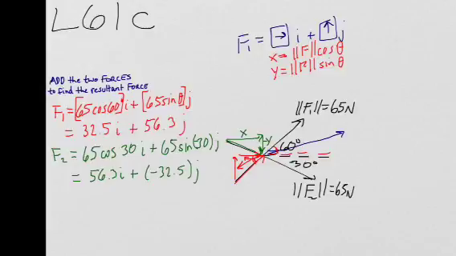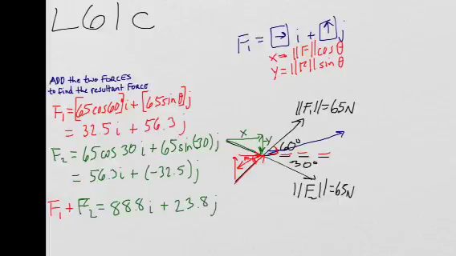So if I wanted to then add these, F1 plus F2 equals, I just add them together. So 32.5 plus 56.3 is 88.8 I. And 56.3 minus 32.5, let's see, that's going to be 23.8 J.